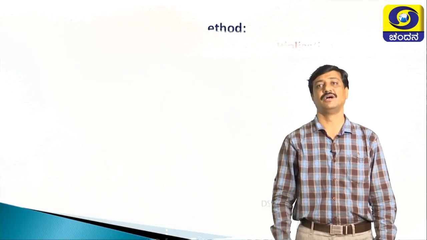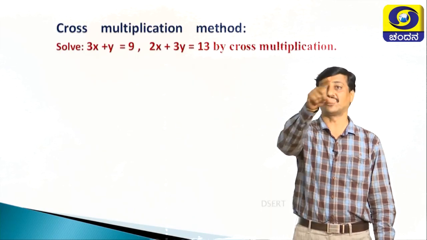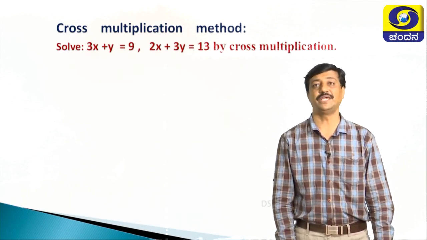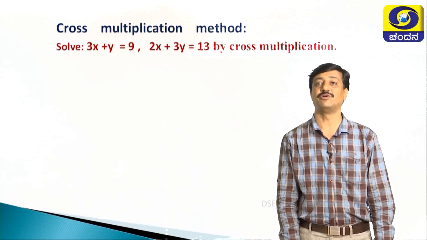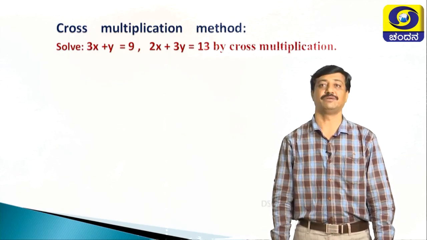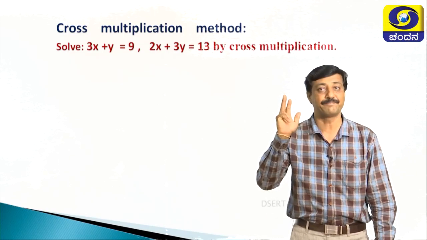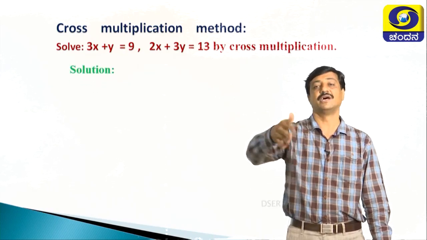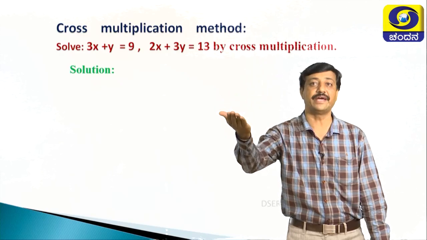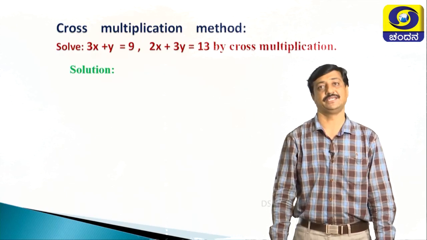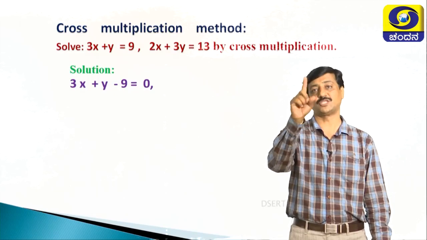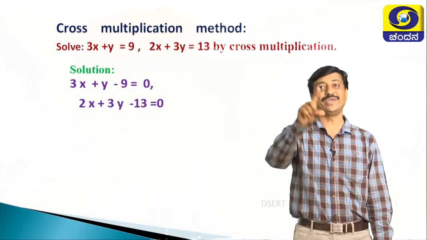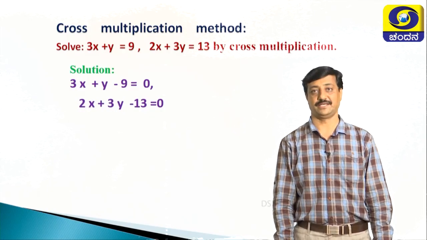Now, let me solve one equation pair by cross multiplication method. Here is an example. Solve 3x plus y equal to 9, 2x plus 3y equal to 13 by cross multiplication method. What to do in the first step? You have to reduce the given equations into standard form. How to reduce? By transposing all the right side terms to the left side. You will get it like this. 3x plus y minus 9 is equal to 0, first equation. Again, the second one, 2x plus 3y minus 13 is equal to 0.